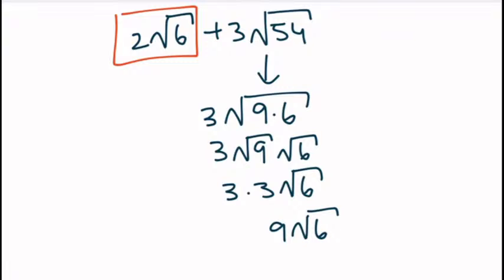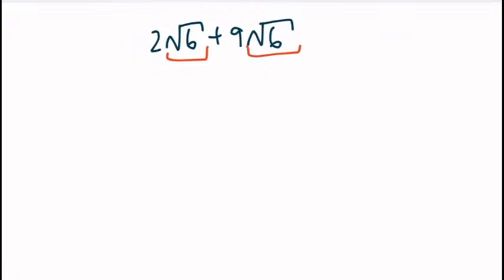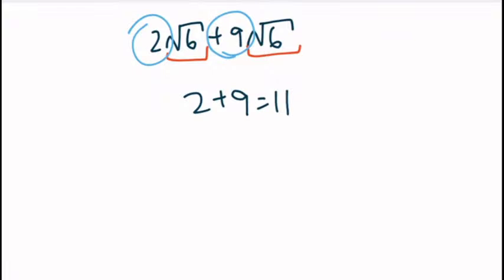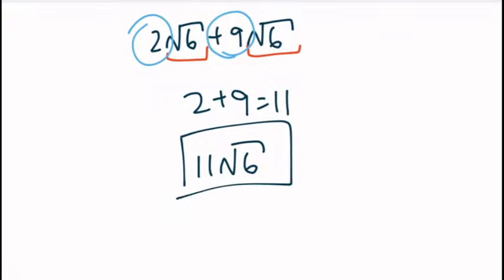So now we're left with 2 radical 6 plus 9 radical 6. And now we can just set aside the radical 6 and just focus on the coefficients. So we do 2 plus 9, which is equal to 11, and then we attach the radical 6 at the end to get 11 radical 6 as our final answer.